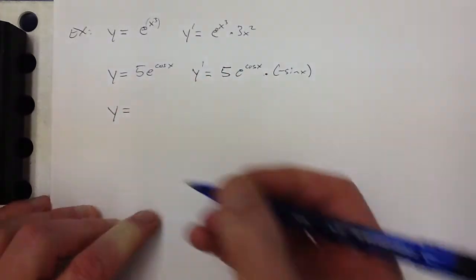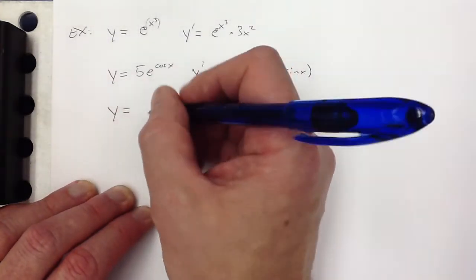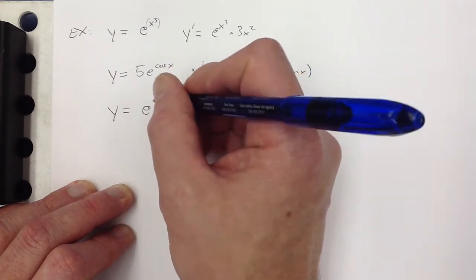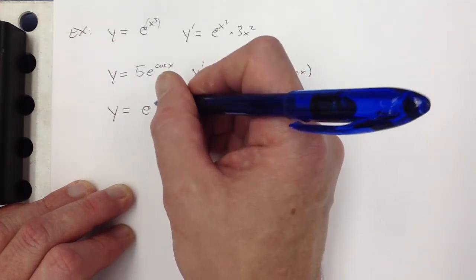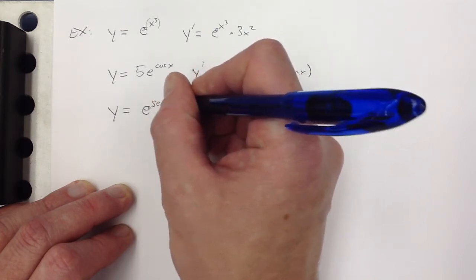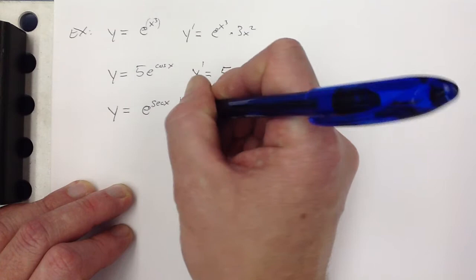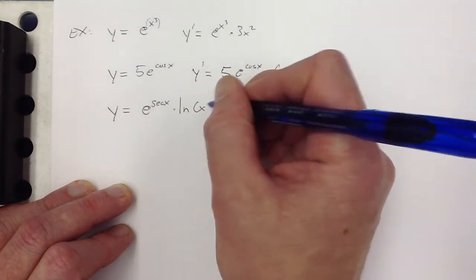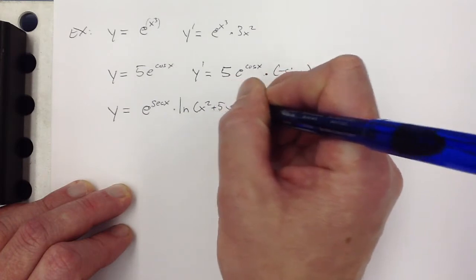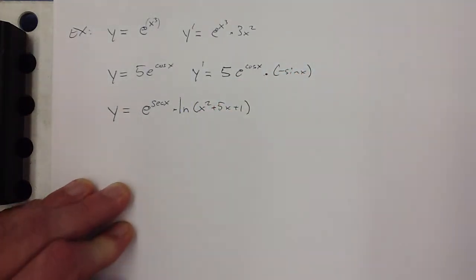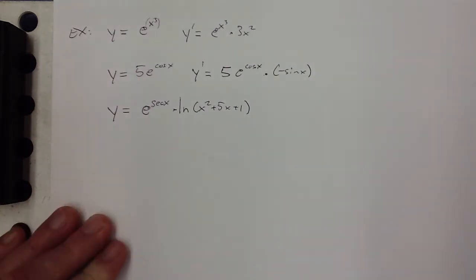Try one more example. What's the derivative of e to the, let's see, how about e to the secant x times the natural log of x squared plus 5x plus 1. This is a product. Go ahead and try that.